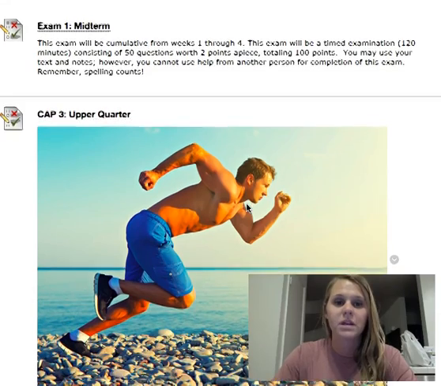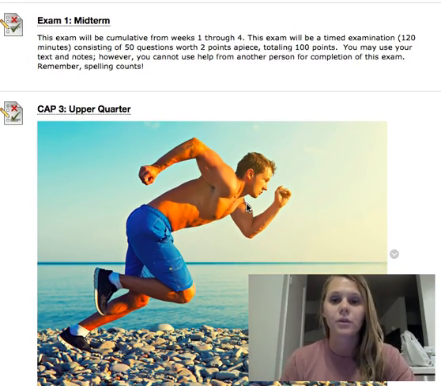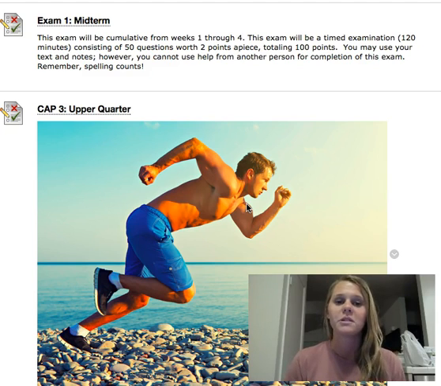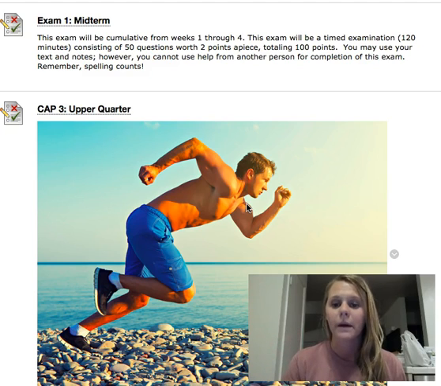Moving along, you have exam 1, which is your midterm. This is a cumulative exam from weeks 1 through 4. We want to see how you're doing with the material. You have 120 minutes to take it, though it might not take you that long, which means if you're good at math, you have 2 hours to take the test. It consists of 50 questions. Each question is worth 2 points. All right, that's really important to remember. That's 100 points in total for your midterm, so make sure that you're using your text.